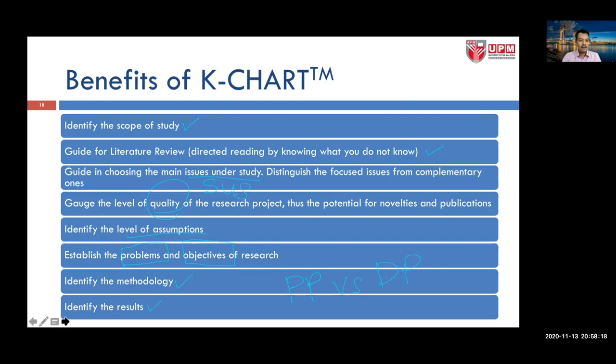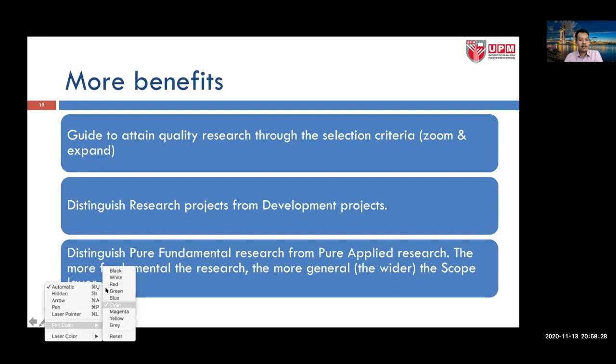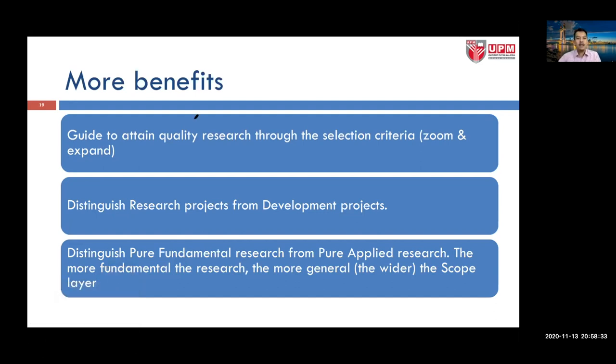Right. More benefits. It also guides to attain quality research. Okay. In our previous lecture, we have already looked into how to determine a quality research. Right. If you still remember, what is quality research all about? Is it the high impact as well as high quality output and quality input through the selection criteria?